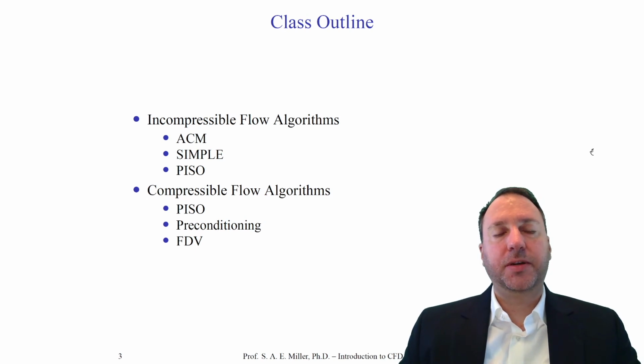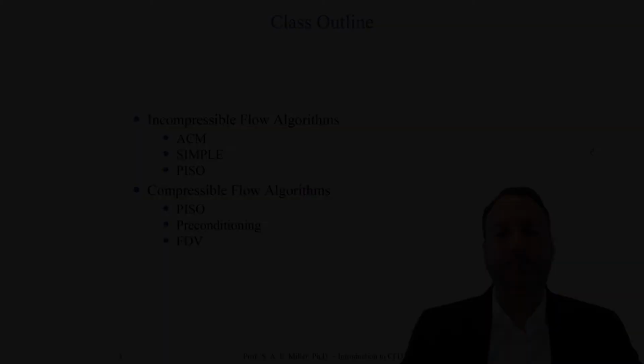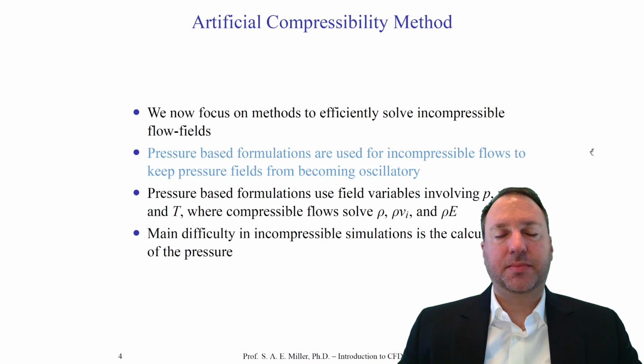In particular, we will be talking about the so-called incompressible flow algorithms, ACM, SIMPLE, and PISO. And then we'll look at the algorithms predominantly used for compressible flow: PISO, which is a modification of the incompressible PISO algorithm, preconditioning techniques, and of course, FDV. Let's first look at the artificial compressibility method.